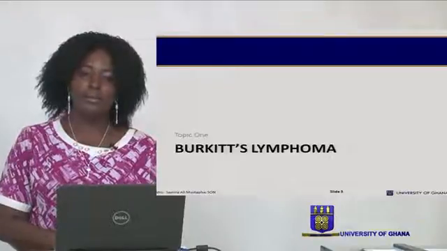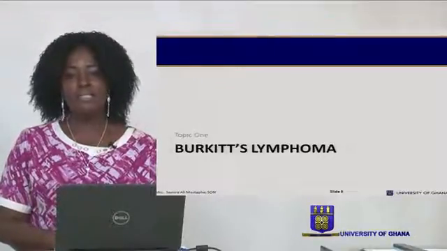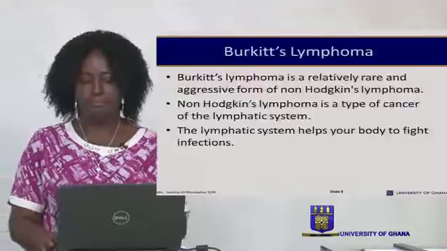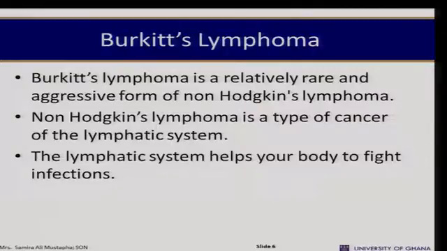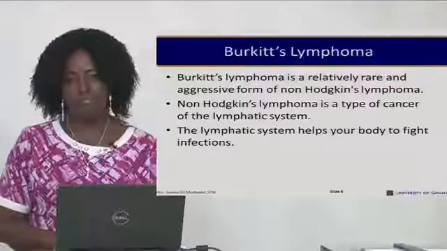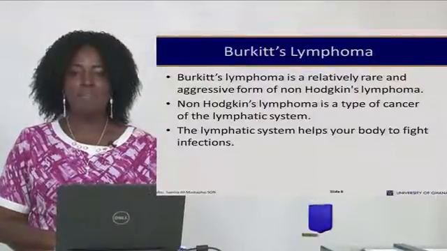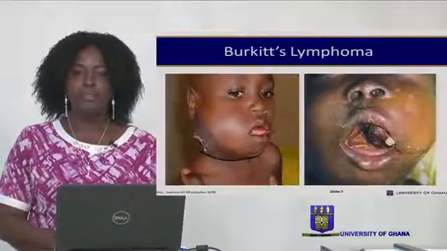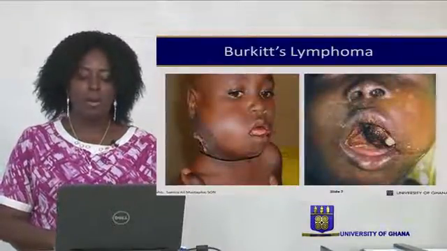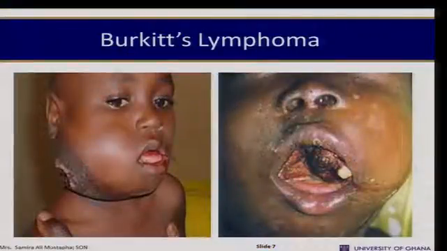So topic 1, we start with Burkitt's lymphoma. Burkitt's lymphoma is a relatively rare and aggressive form of non-Hodgkin's lymphoma. Non-Hodgkin's lymphoma is a type of lymphoma of the lymphatic system. The lymphatic system helps our body to fight infection. So this is a picture of Burkitt's lymphoma.